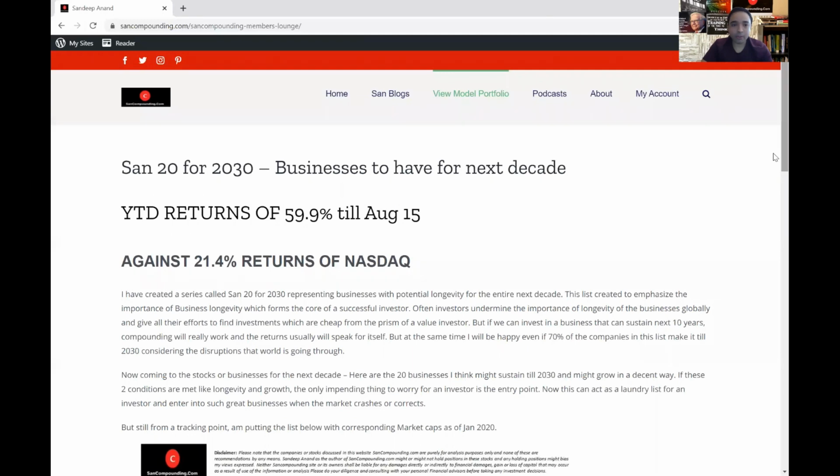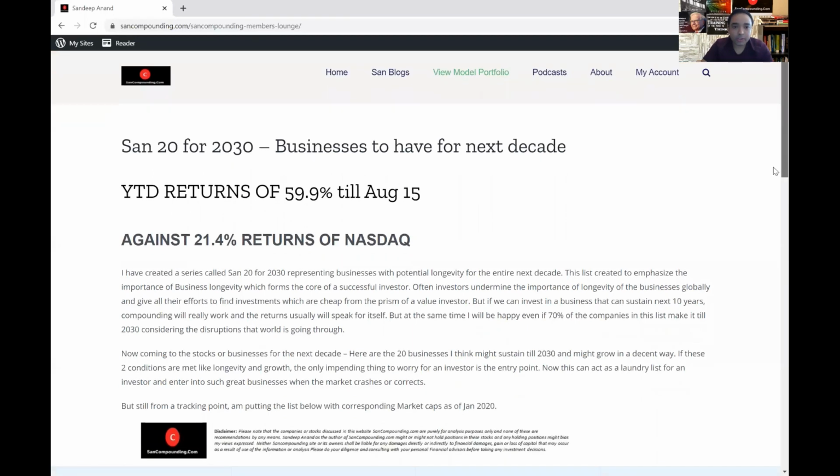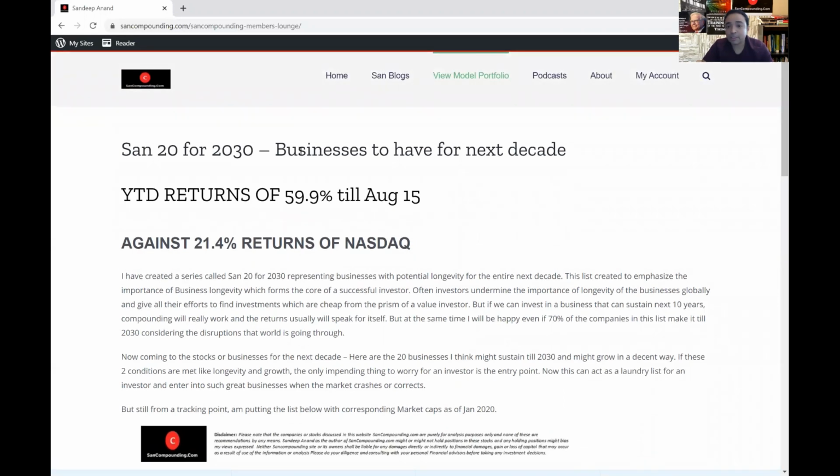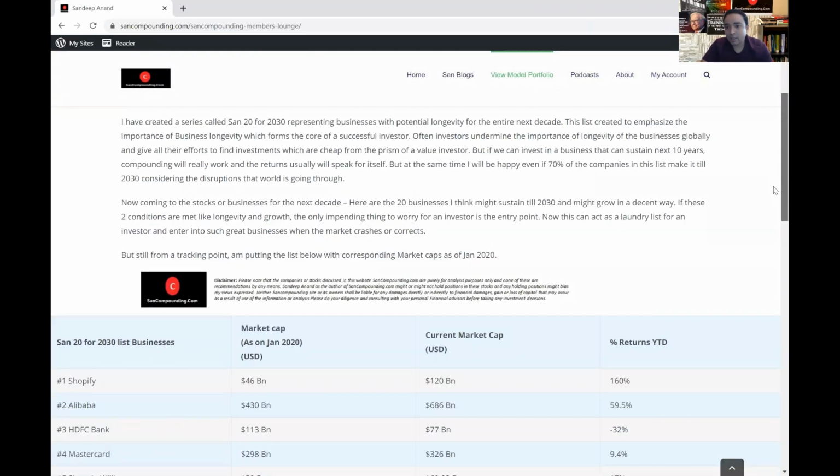You can see the portfolio here, and this is SAN 20 for 2030. That's the title I'd given. It means businesses to have for the next decade. And honestly, this return is a lot supported by the current tailwinds. When I created this portfolio in January 2020, at the start of the year, there was no pandemic. I seldom knew that this portfolio would turn out to have such a tailwind, honestly speaking. But the idea now is to talk about why asset allocation is important.